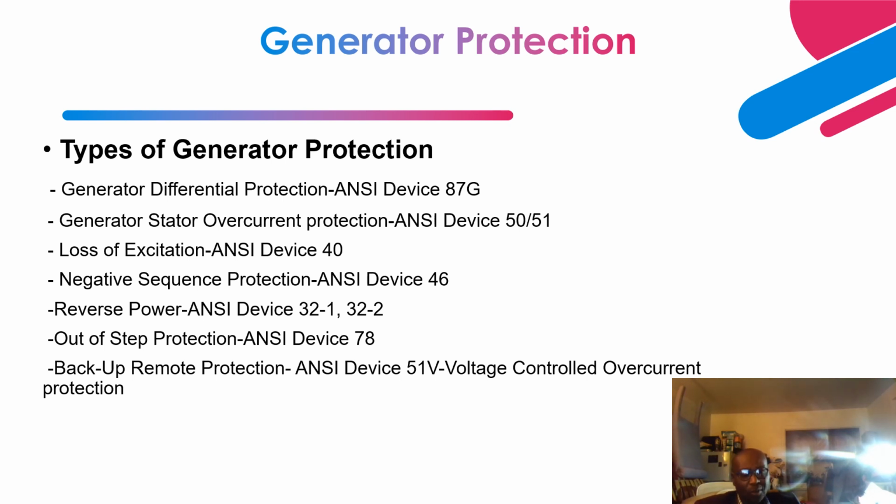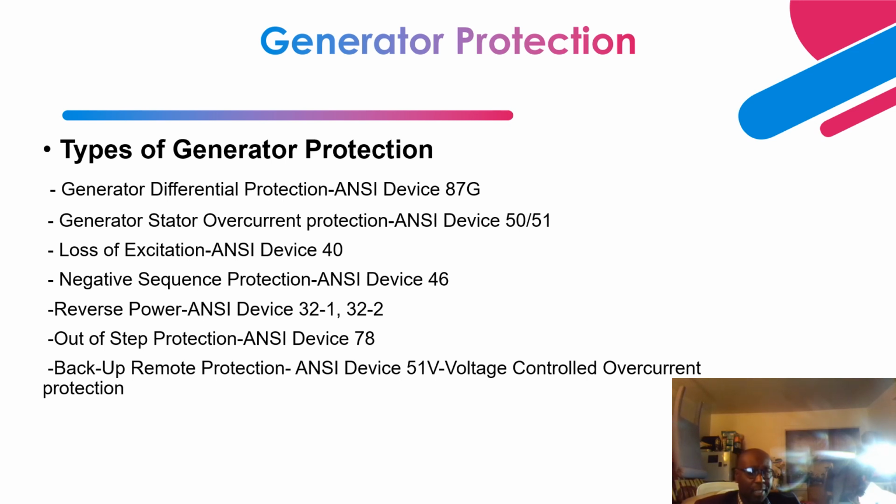Next is reverse power, and I think I did make mention of that in the previous slide. With that, you can achieve sequential tripping, where 32-1 allows alarming and 32-2 allows tripping. When you move into the second level of tripping, that's when you trip all the steam valves, trip the field excitation system, and trip the unit breaker.